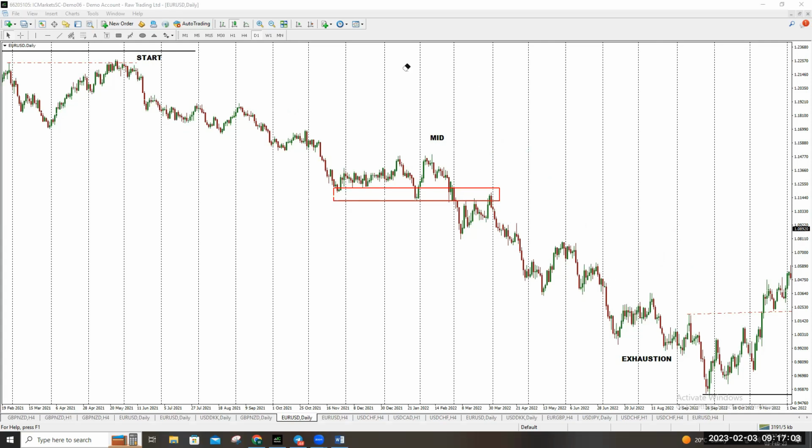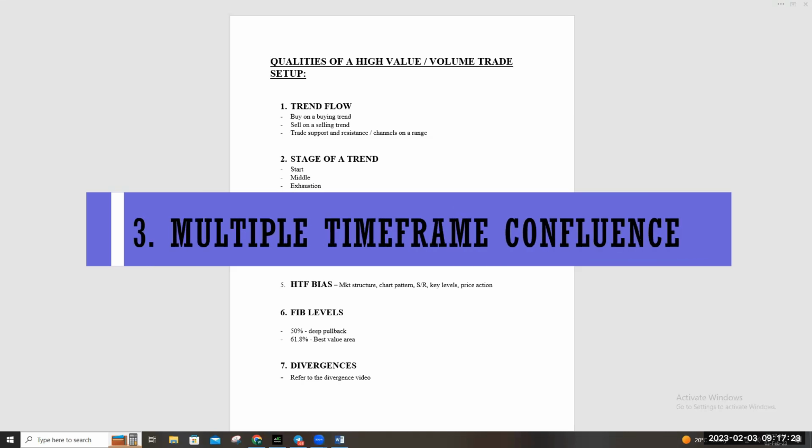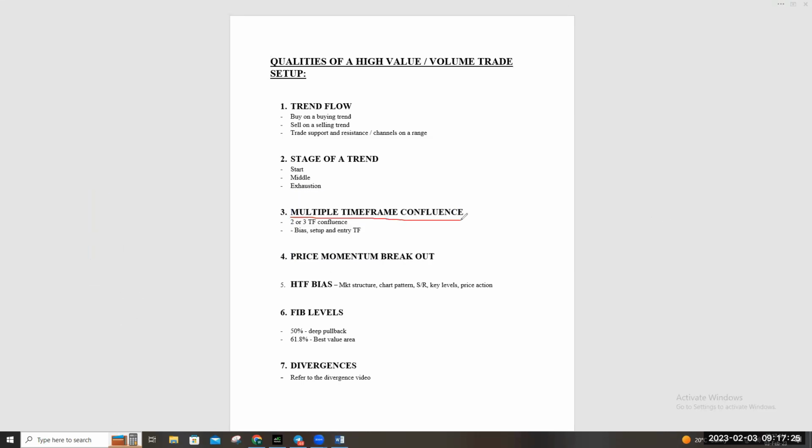Quality number 3 is the multiple time frame confluence. Now, confluence basically means confirmation. How many time frames are pushing in the same direction as your trade setup direction?